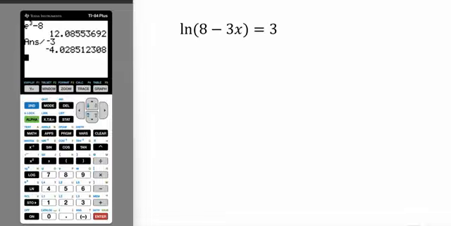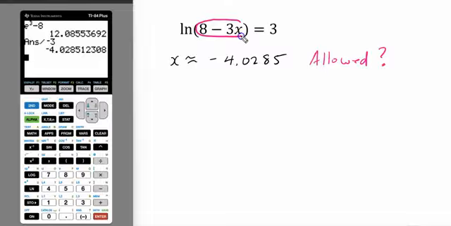Oh, and before I go with that, is it allowed? So let's look at the approximation. Is this allowed? Now, some students will say, no, it's not allowed because it's a negative number. That is not how it works. If it's allowed, then the argument, what's inside the parentheses, must be positive.